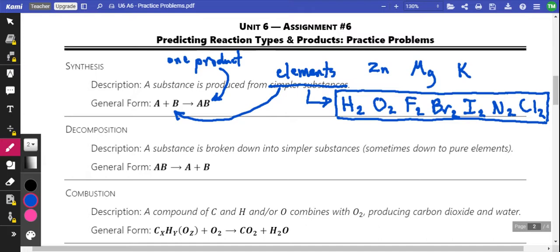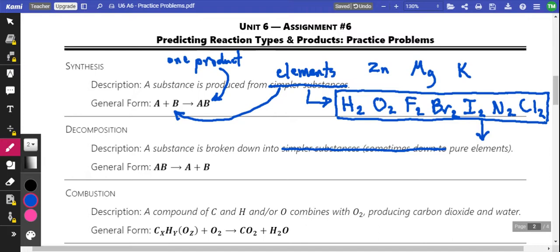All right, what about decomposition reactions? In a decomposition reaction, we break a substance down into simpler substances, sometimes to pure elements. And when we are predicting products, we are going to assume that it will always be down to pure elements. So I'm going to cross this out here. Substance is broken down into pure elements. I guess I don't need the 2 there either. There we go.